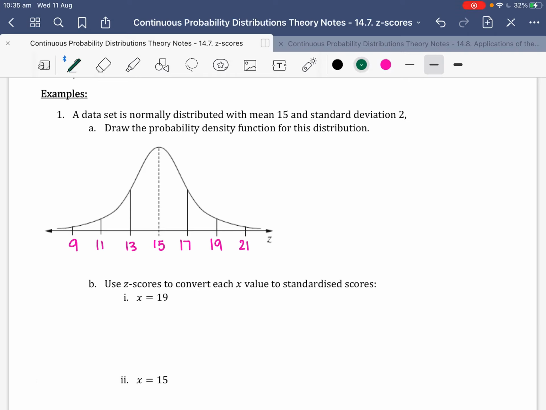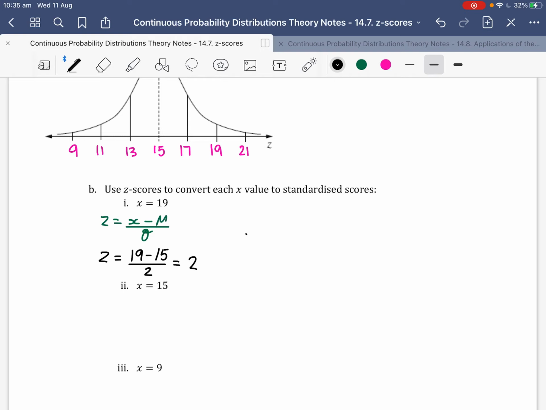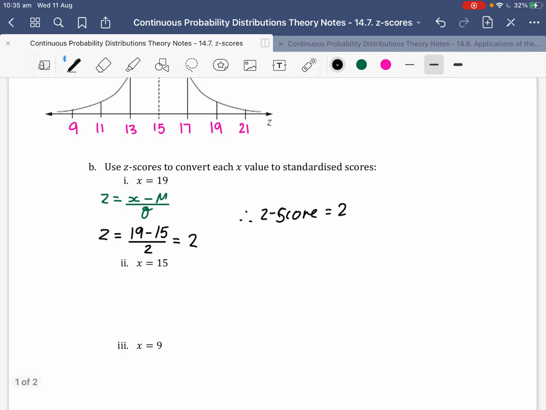So our z-score formula is z equals x minus mu over our standard deviation. So our z will equal our x score of 19 minus our mean of 15 over our standard deviation of 2. When we put this into our calculator, 19 minus 15 is 4. 4 divided by 2 is, in fact, 2. So that means our z-score equals 2.